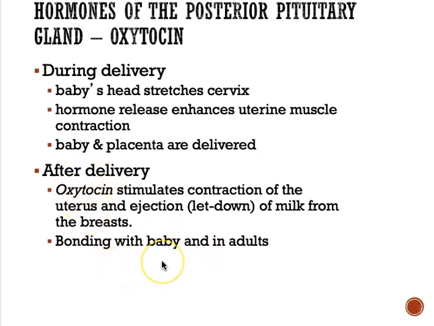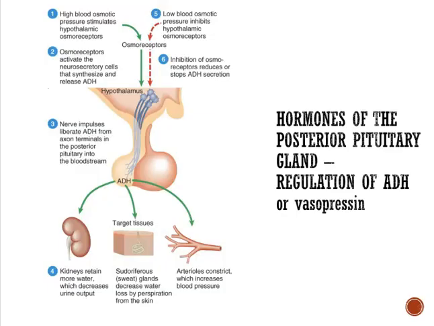Oxytocin also has other effects. Outside of just pregnancy and baby nurturing, it also acts as a bonding hormone in humans. So between mom and child, as well as between other adults, like between parents or simply adults. So it's the bonding hormone in humans.